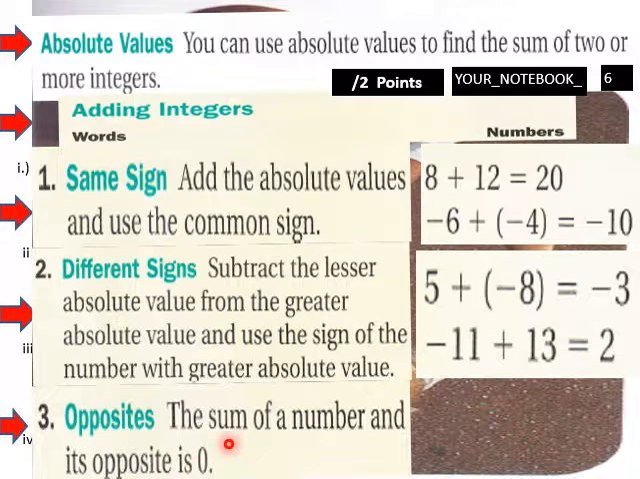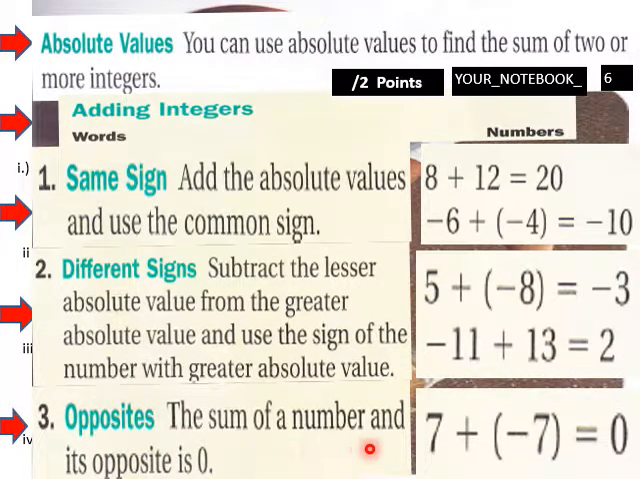And then 3 opposites. The sum of a number and its opposite is 0. So 7 plus a negative 7 would be 0.